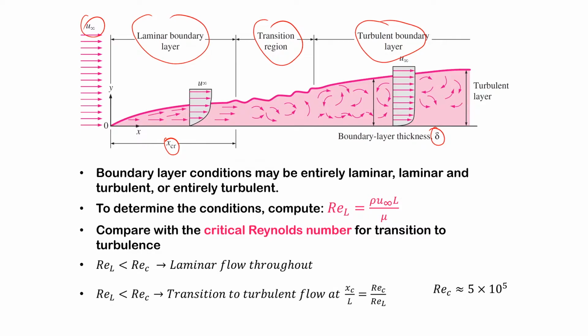And if you want to calculate the Reynolds number at any length L, we just use that length to calculate the corresponding Reynolds number at that particular L. If the Reynolds number is smaller than a critical Reynolds number, we have laminar flow. The critical Reynolds number is 5 times 10 to the 5. Okay, so that's the idea here.